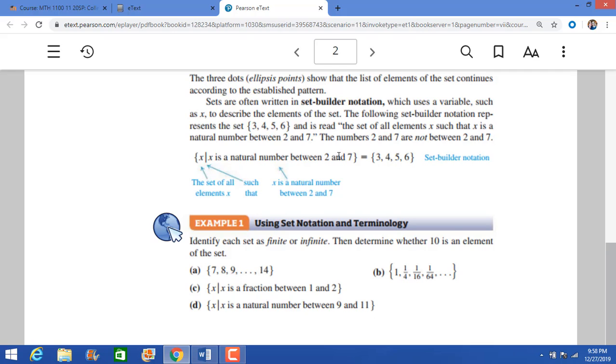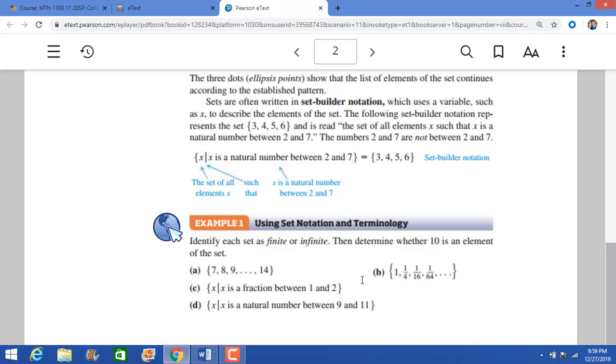So here's an example. We want to identify each of the following sets as either finite or infinite, and then determine whether 10 is an element of the set. If we look at this set here, we have 7, 8, 9, and then the ellipsis, which means it continues on in like manner, comma, 14. So these are all of the counting numbers from 7 to 14. Is 10 an element of this set? The answer is yes.